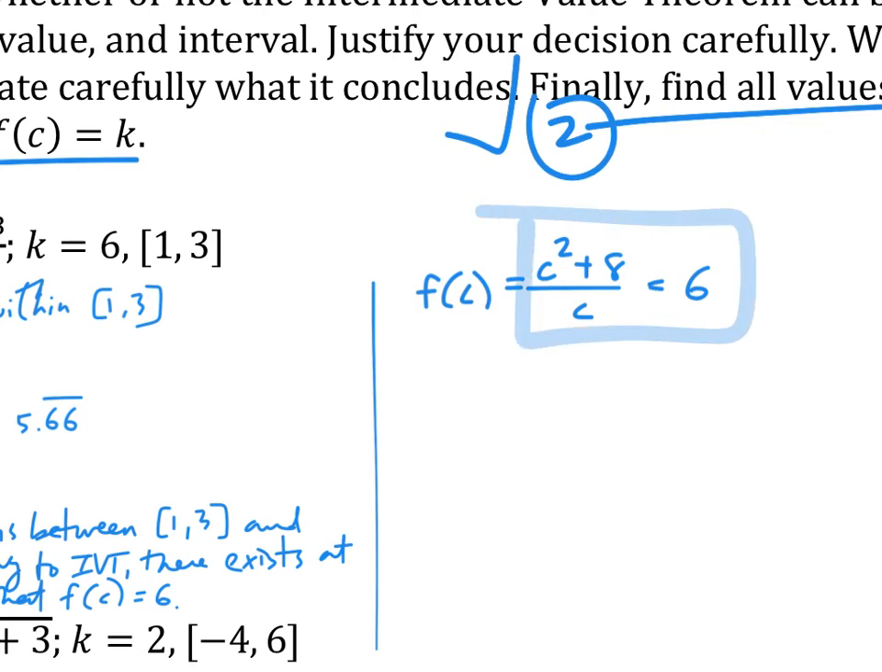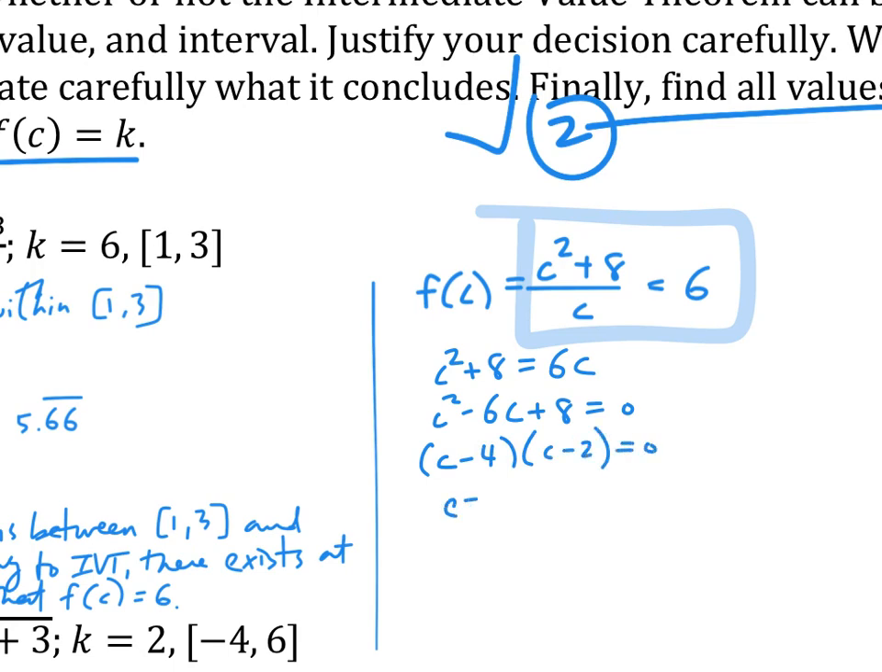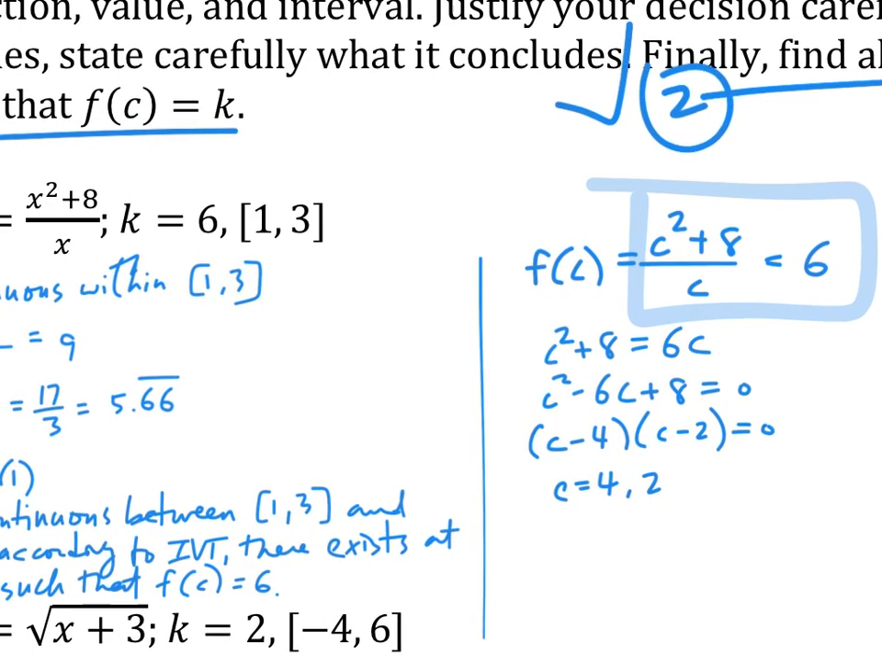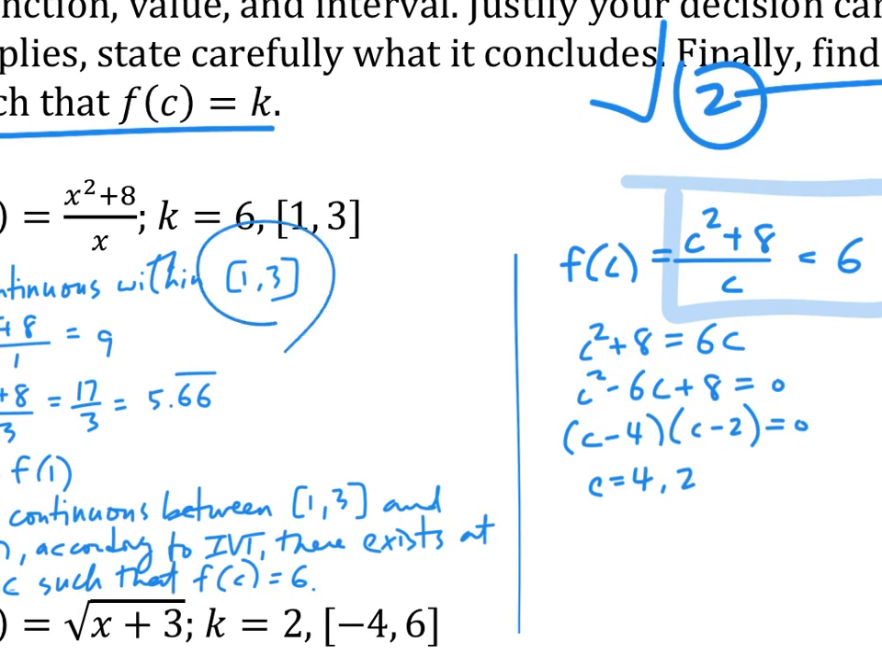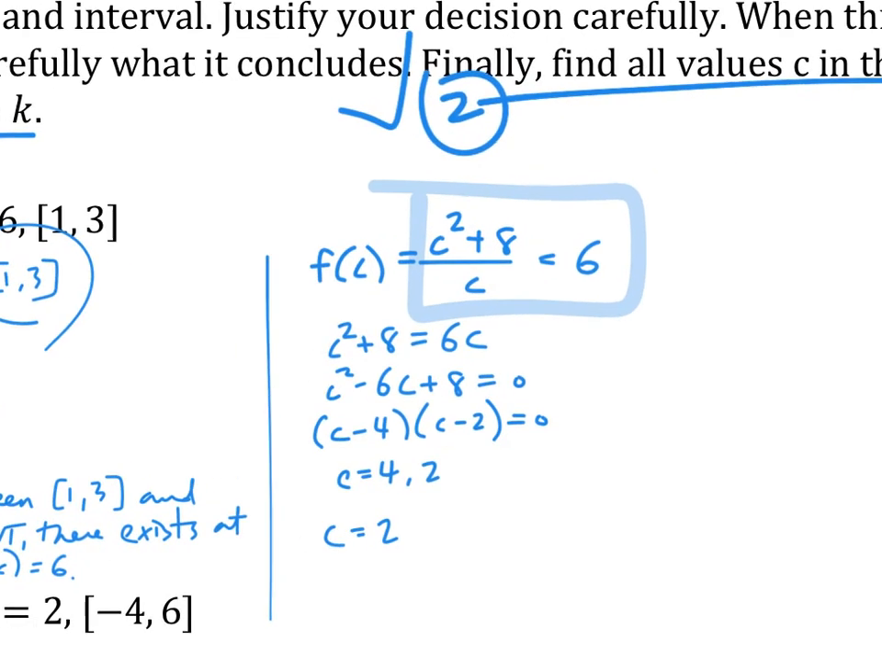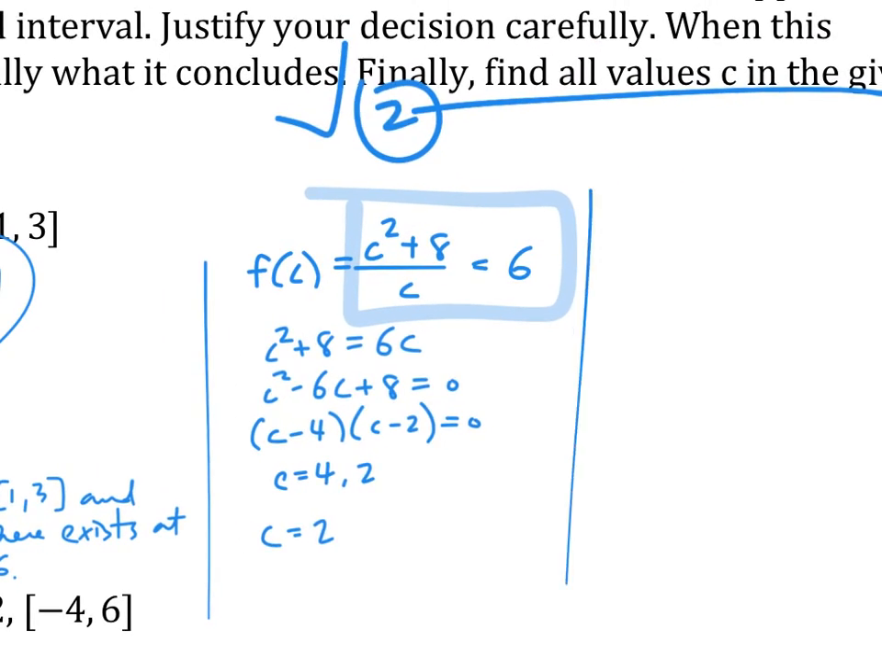When you first see this, you probably forgot all your algebra of how to solve this. So it's very easy. You're going to first multiply both sides by c. And then you're going to make it equal to 0. Then you try to factor. So c is 4 or 2. But remember, we're looking at the interval between 1 to 3 only. So the answer is just 2. Pretty easy. Now we're going to do this graphically.